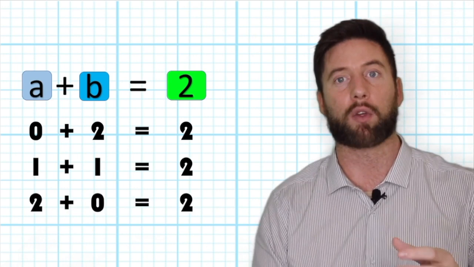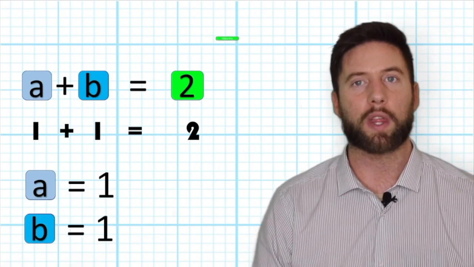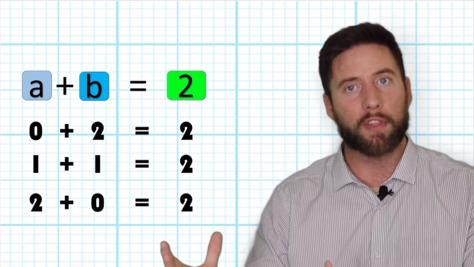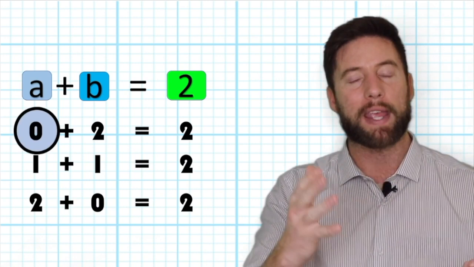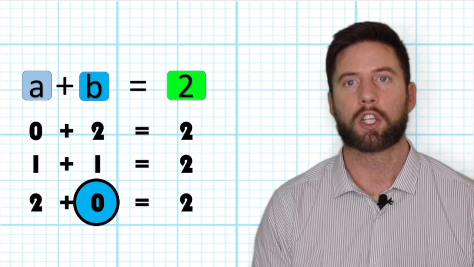So in this example, even though a and b are different symbols, they are holding the same value. There will be times where they just happen to represent the same value. And that brings on something else that's really important. Did you notice that each symbol could be represented with a different value, depending on what the other symbol was representing? For example, if a is 0, then b has to be 2. If a is 1, then b has to be 1. And if a is 2, then b has to be 0, in order for the equation to be balanced and to be equal. So a symbol's value can change depending on what the other symbol's values are doing.